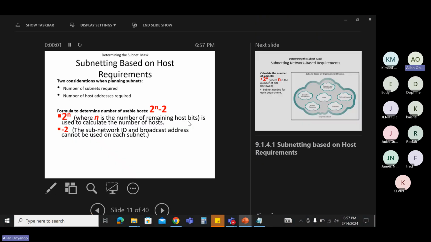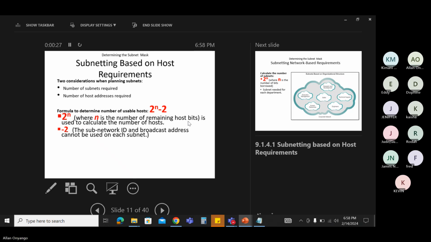The first formula, and by the way, the second step, the ones you've written down, it says, reserve or borrow bits from the subnet mask and find. Read for me the first one. How many bits it took to get the number of networks or hosts. Now that's where I want to start.